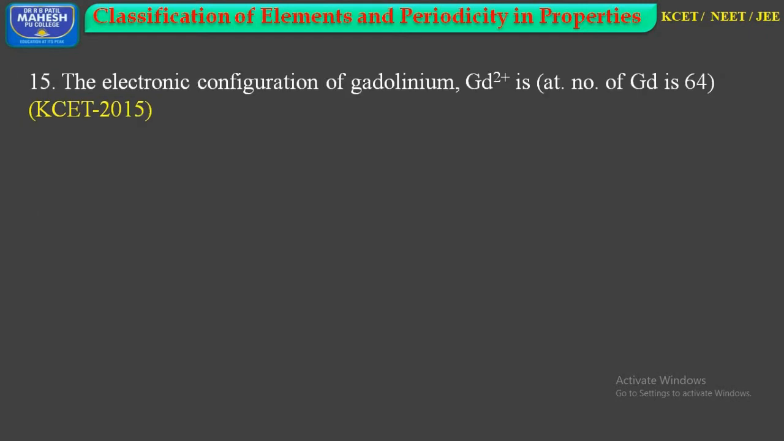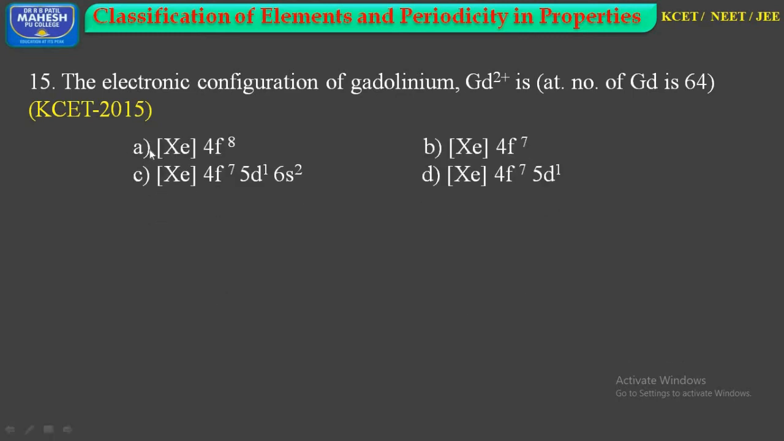Question number 15. The electronic configuration of gadolinium Gd2+ is, with atomic number of gadolinium 64. Option A, xenon 4f8. Option B, xenon 4f7. Option C, xenon 4f7 5d1 6s2. And option D, xenon 4f7 5d1.